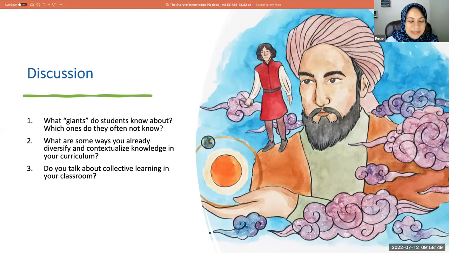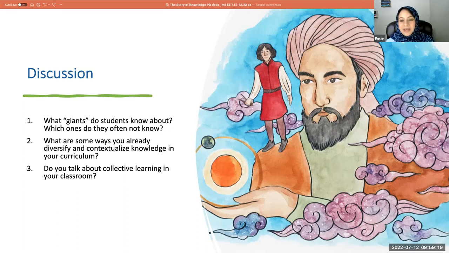What are some ways you already diversify and contextualize knowledge? And let's link that up to, do you talk about collective learning in your classroom? So Shoni says that in their group, they talked about etymology, the history of how terms and ideas change. That's a really fantastic one because you can just take one word and really trace it back. But you talked about how having these kinds of conversations takes a lot of time, and that's challenging, absolutely.